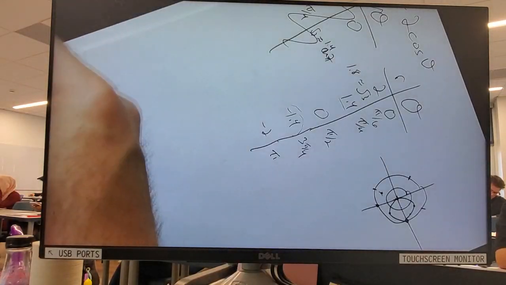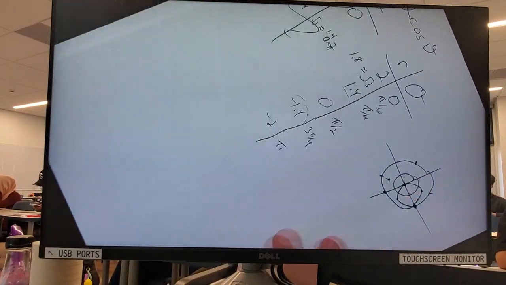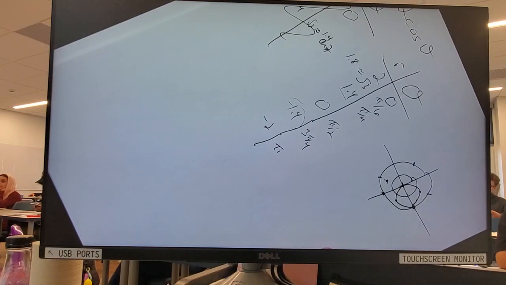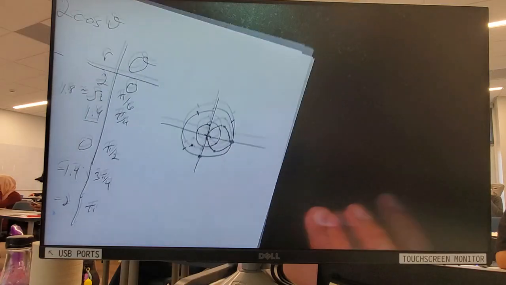Last new idea for the semester. So you guys have these if you need them. If I think about it, I'll throw some blank polar graphs up in Canvas. We'll see if I think about it. Will you have any available for the tests? Oh yeah, I'll probably have them on the actual test. Okay, thank you.